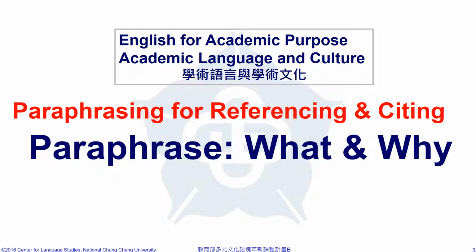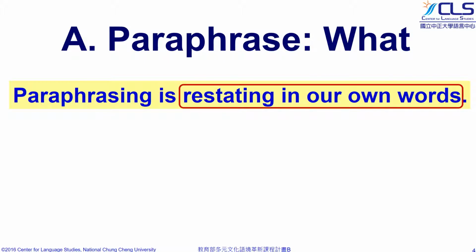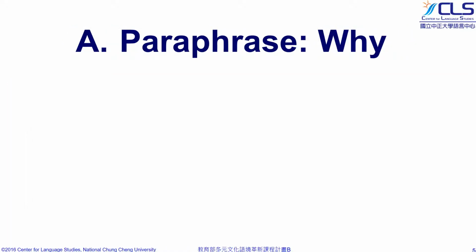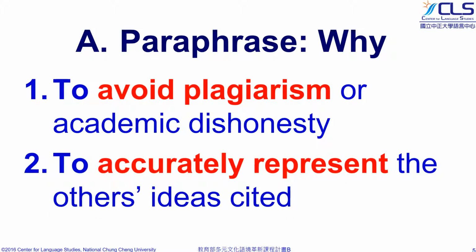So, what is a paraphrase and why is paraphrasing important in citing others' works? Paraphrasing is restating the ideas of a source in our own words. When paraphrasing, we don't change the meaning, but express it in a different way. Paraphrasing is important because it helps us to avoid plagiarism or academic dishonesty, and to accurately represent the ideas of a source that we cite in our writing.